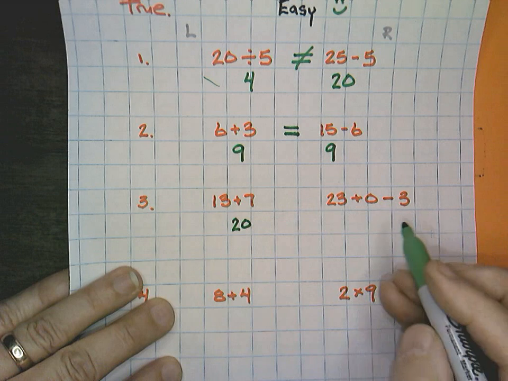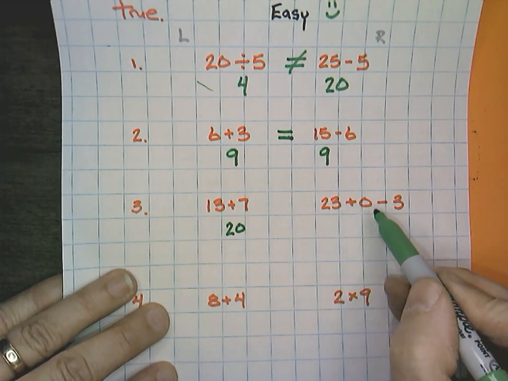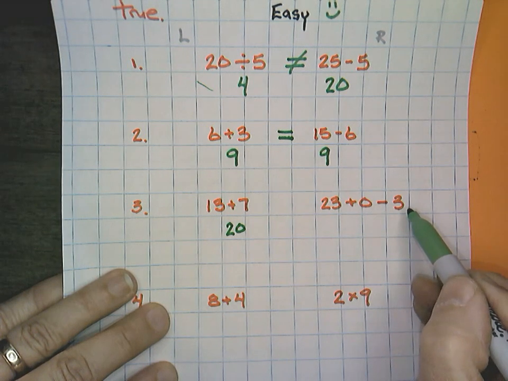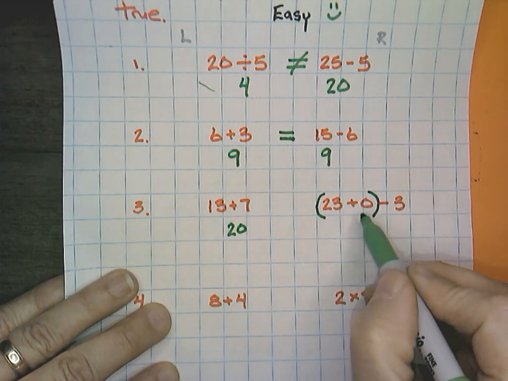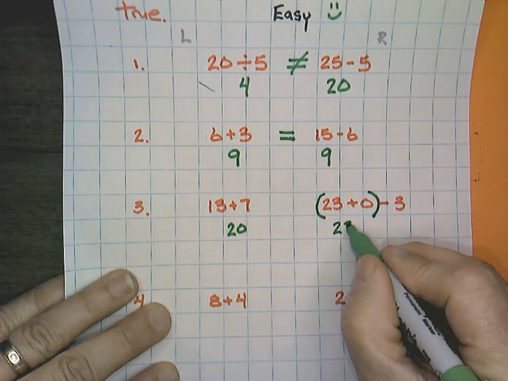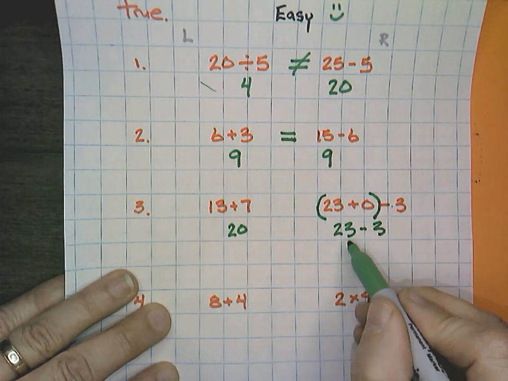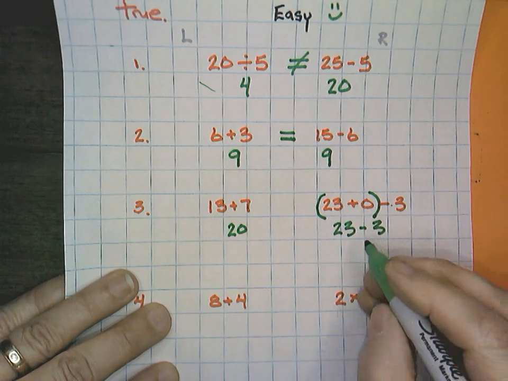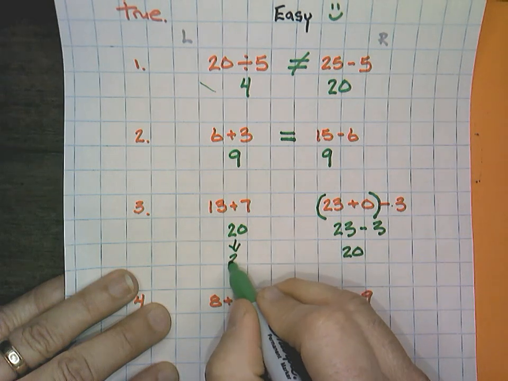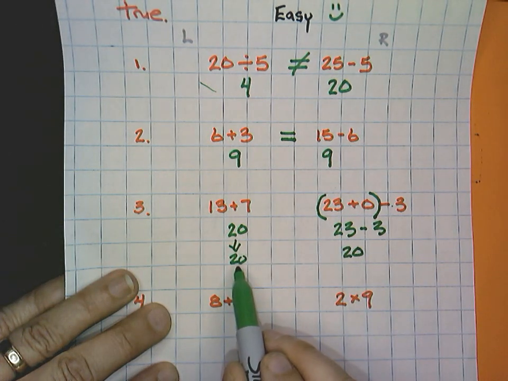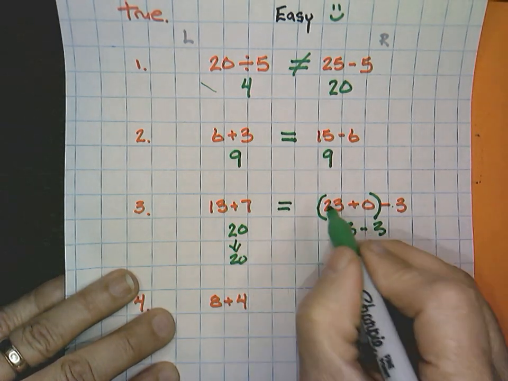That would be equal to 20. On the right, notice I have 3 numbers, 23 plus 0 minus 3. I'm going to start with the 23 plus 0. That would equal 23, but then I have to subtract the 3. 23 minus 3 would be equal to 20. So I'm just going to slide that 20 down here. You can see that 20 on the left is equal to 20 on the right, so that's equal.